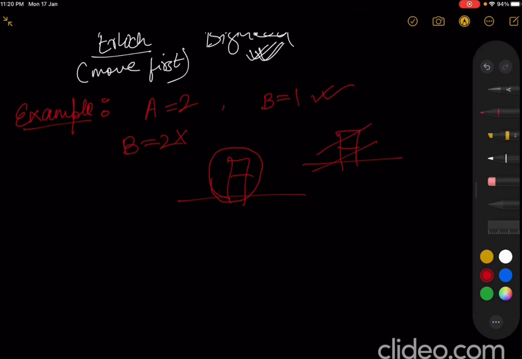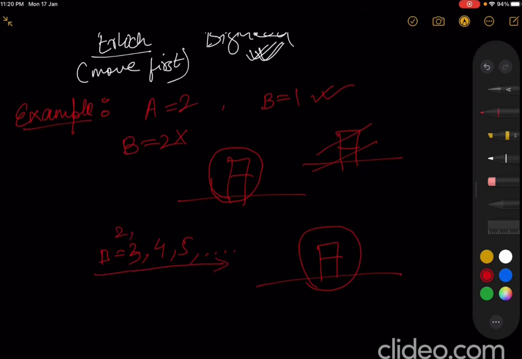Similarly, any value of B which is greater than 2 will not make the second player win. For example, if you choose B is equal to 3 or 4 or 5, any value which is greater than 2 can never make the second player win, because the first player will always take all the coins from the pile and the second player will be left with no coins at all. So that's why we will never choose any value which is greater than or equal to A.